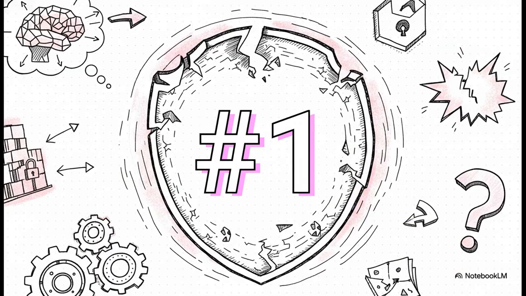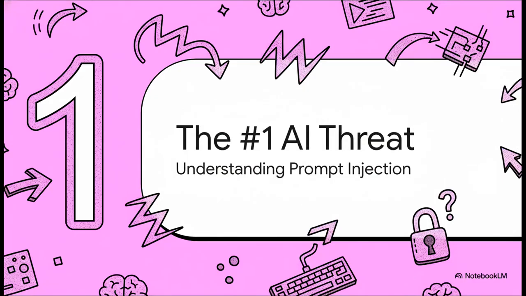And look, this isn't some niche theoretical problem. The Open Web Application Security Project, you probably know them as OWASP, they rank prompt injection as the number one, the single most critical security vulnerability for large language model applications. So if you're building with AI, this has got to be your top priority. No question.